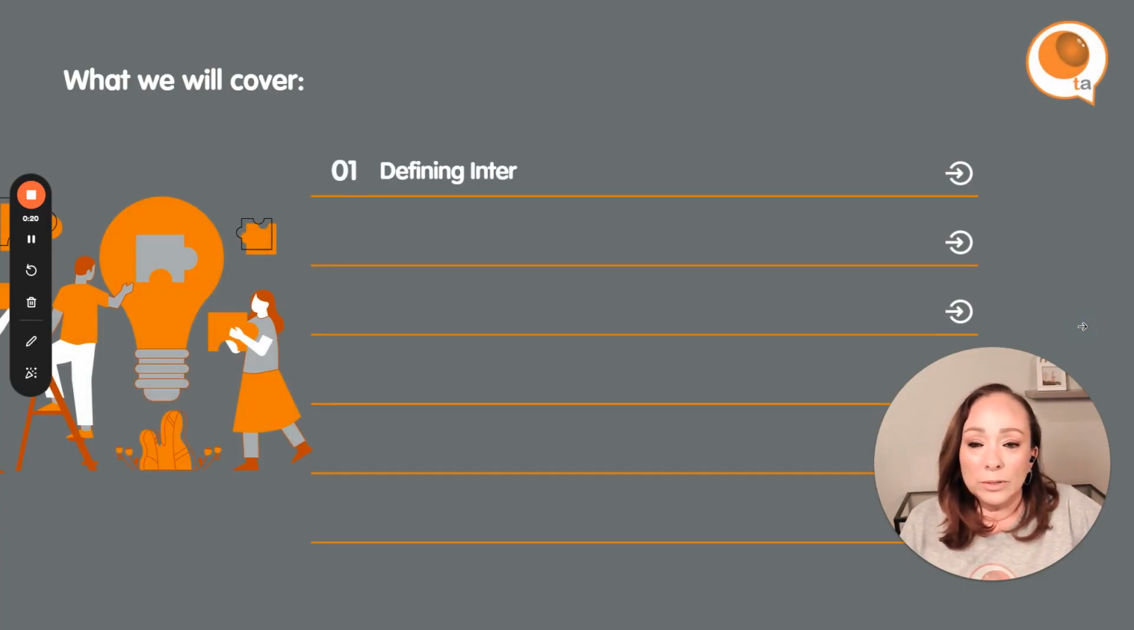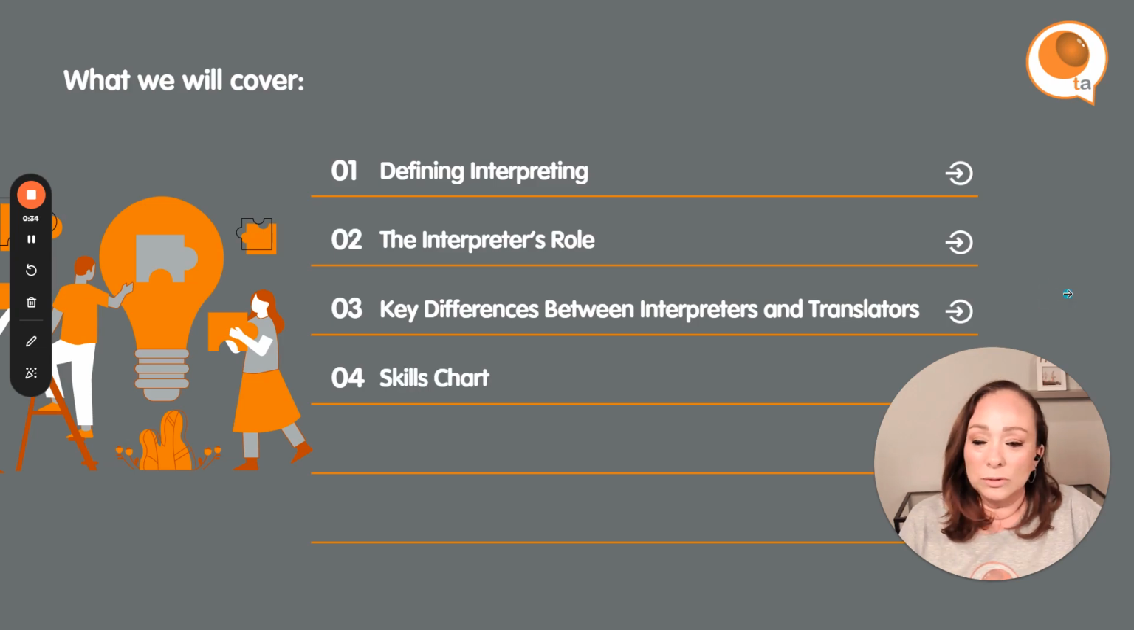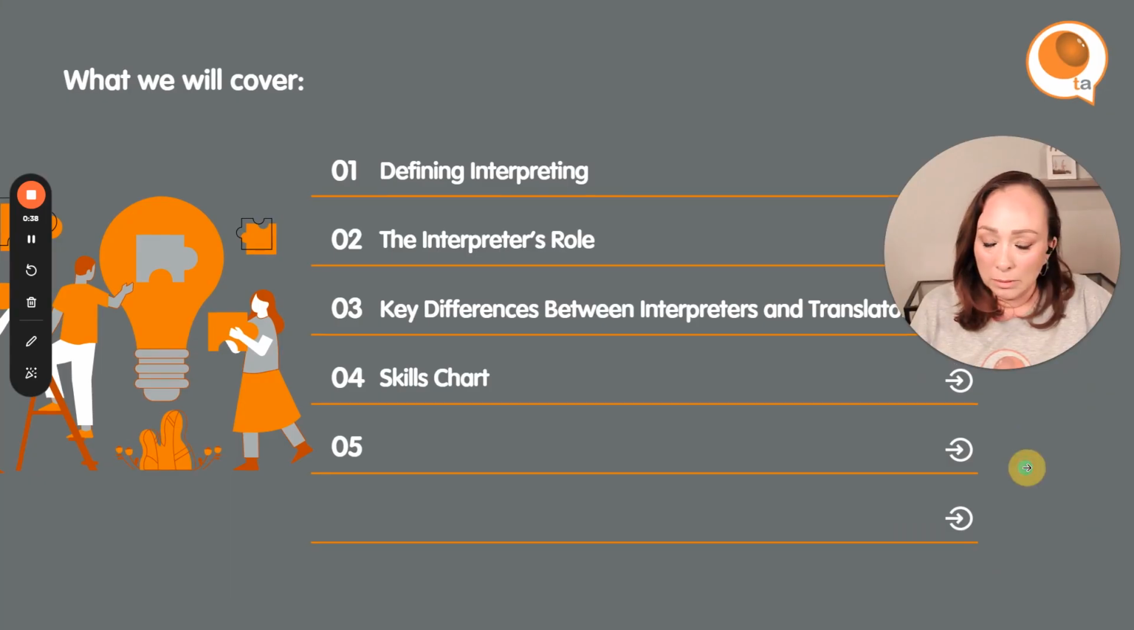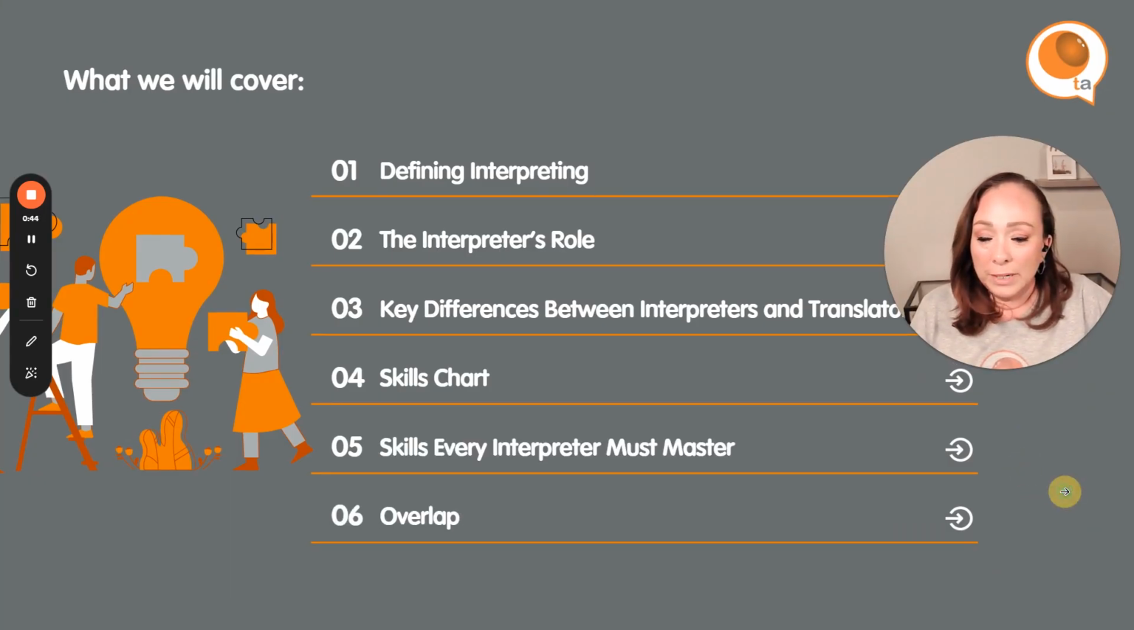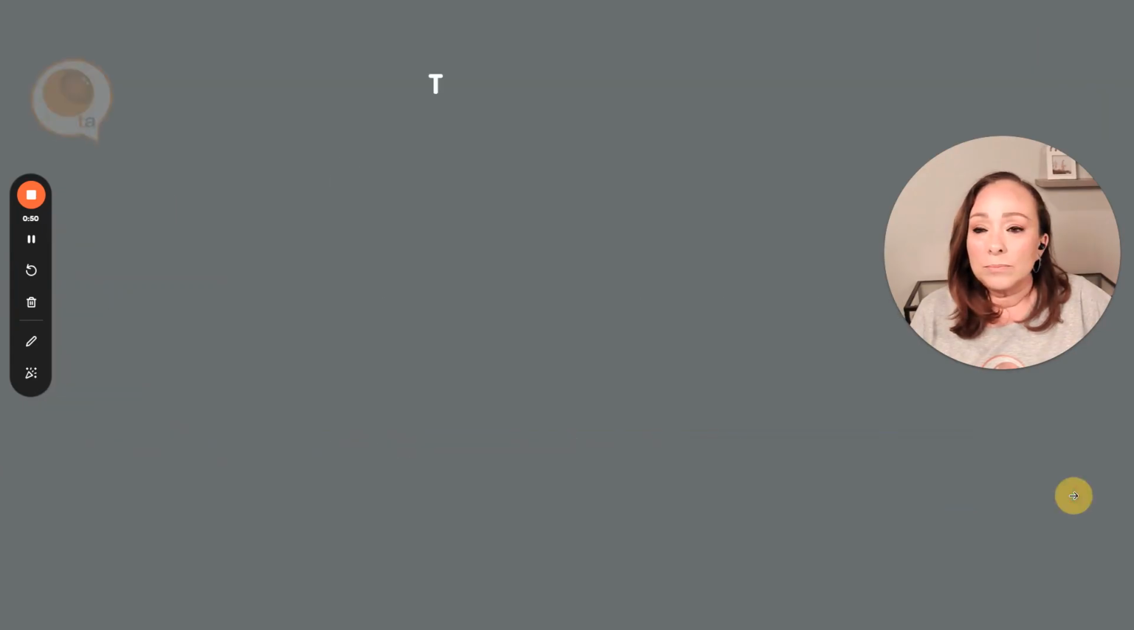Number 1, we're going to be defining interpreting. Then we're going to talk about the interpreter's role. After that, we'll go through the key differences between interpreters and translators. Then we're going to go through just a quick skills chart. Then we will talk about skills that every interpreter must master. And finally, we're going to briefly talk about the overlapping skills between interpreters and translators.